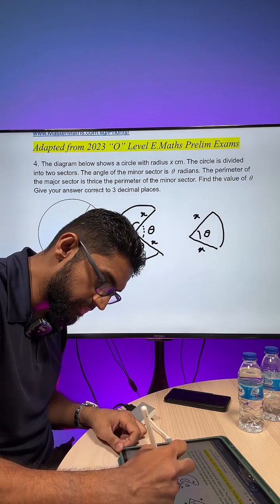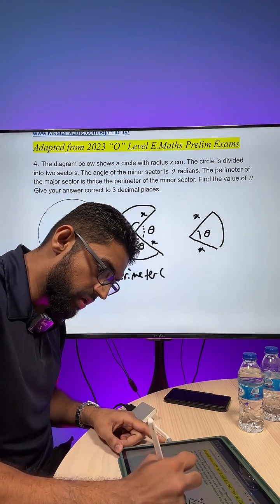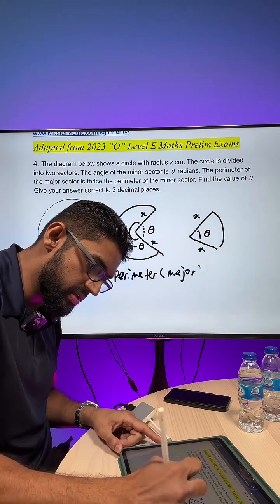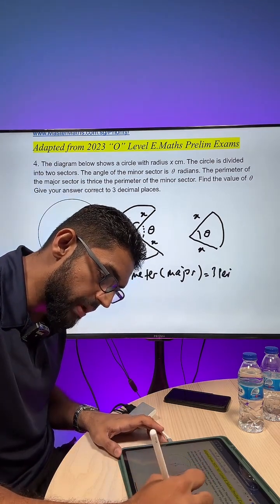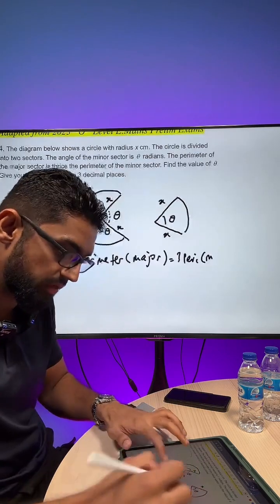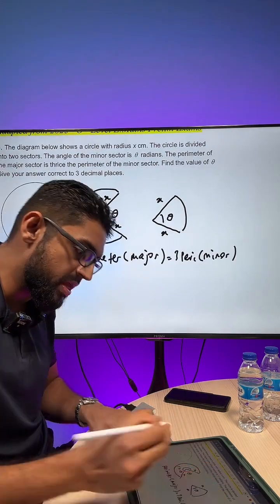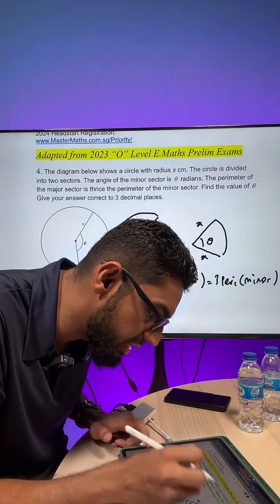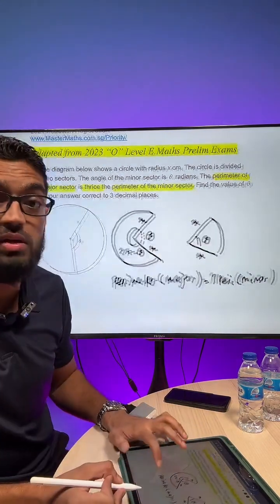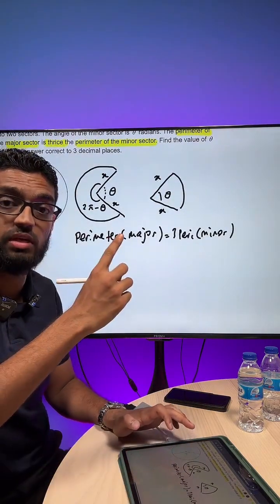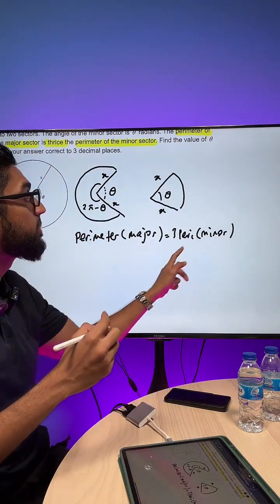So, the perimeter of the major sector is equal to 3 times the perimeter of your minor sector. Write it down. That's what the question says. It's over here, right? The perimeter of the major sector is thrice the perimeter of the minor sector. So that's what I'm going to write: perimeter of the major sector is 3 times the perimeter of the minor sector.